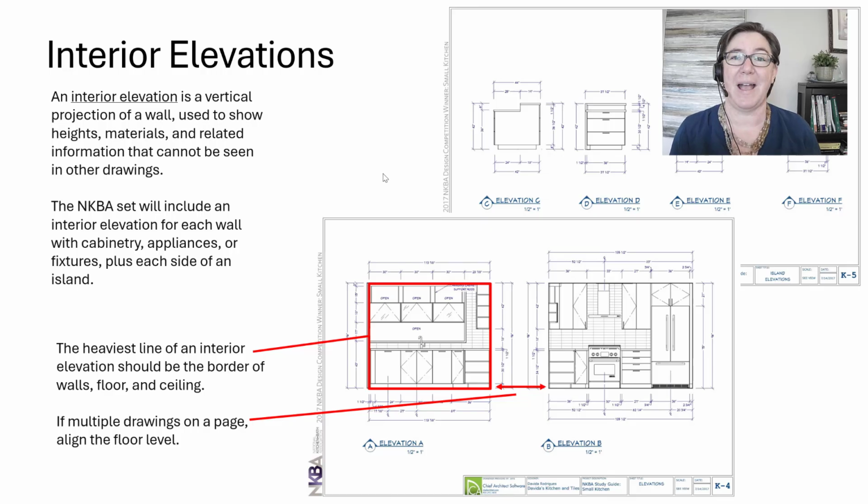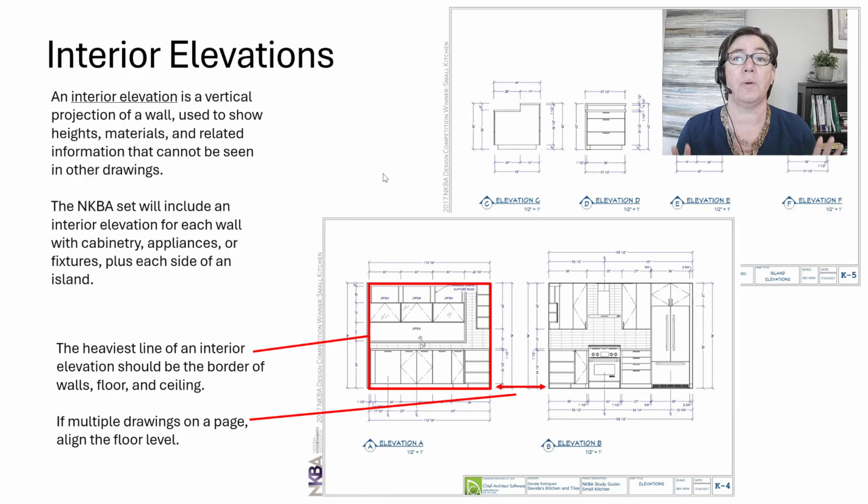Let's look at the NKBA graphic standards for interior elevations. What's an interior elevation? It is a vertical projection of a wall, and we use it in order to show different heights, materials, related information that can't be seen in other drawings. There's a lot of information, especially in kitchens and baths, that you just can't tell by looking at a plan, and so we draw these interior elevations. Your typical NKBA set will include an interior elevation for each and every wall that has pretty much anything installed on it: cabinetry, appliances, fixtures.